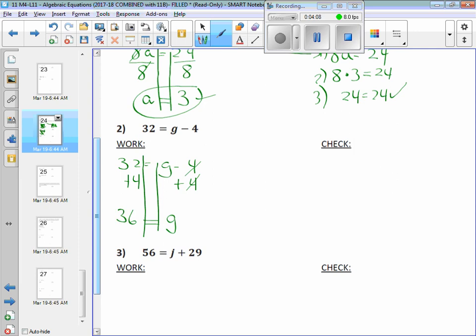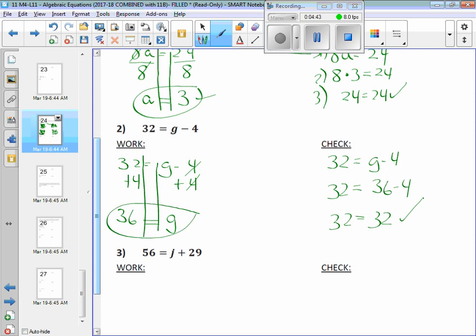Okay, here comes the check. Rewrite the original. Always 3 steps for a check until you get to what's called 2-step equations. That's coming tomorrow, and then it's going to be 4 steps to check. Okay. Instead of writing g now, what is the value that we substitute in? Matthew. And then is 36 take away 4, 32? Therefore, this is definitely correct.